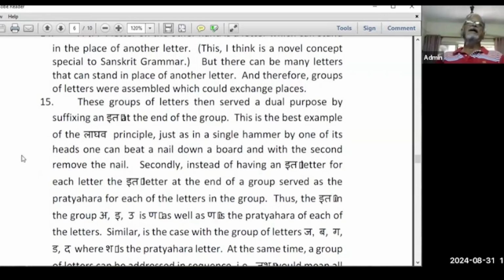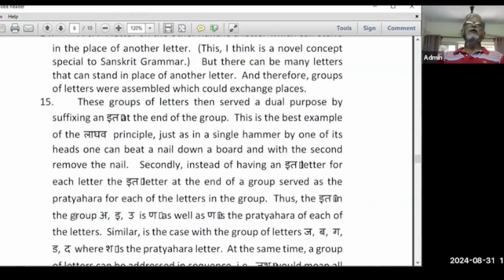This is the best example of the Laghav principle. Just as in a single hammer, by one of its heads, one can beat a nail down a board and with the second remove the nail. Secondly, instead of having an it letter for each letter, the it letter at the end of a group served as the pratyahara for each of the letters in the group.